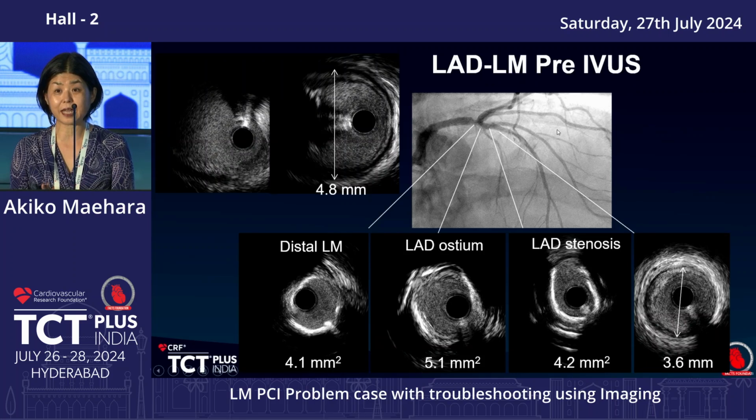This is distal to the big diagonal. And left main is 4.8. So once we know all the information, we decided to put a stent from here to the left main, 3.5 up to 4.5. That's very clear.